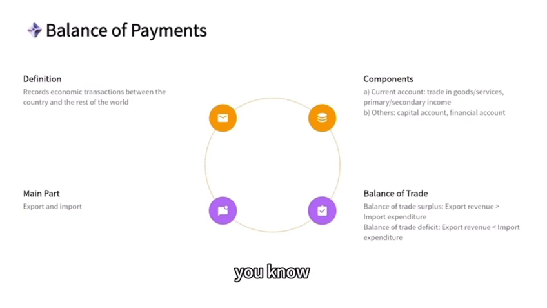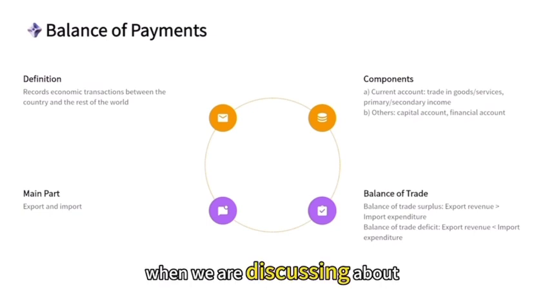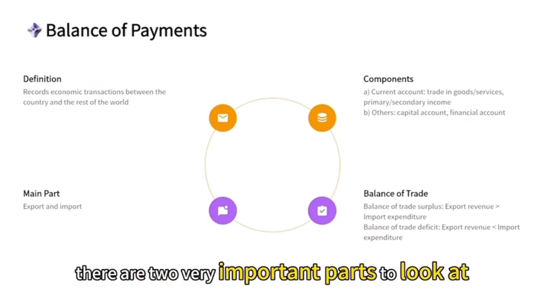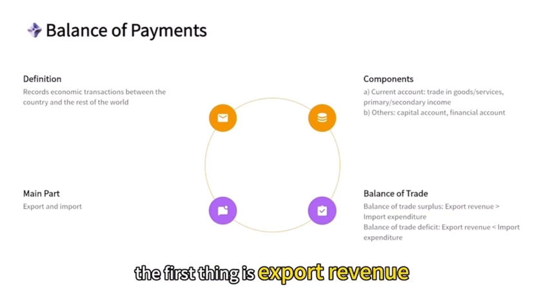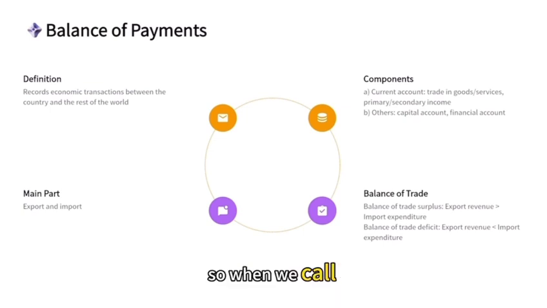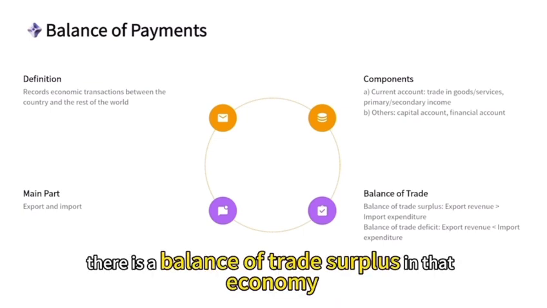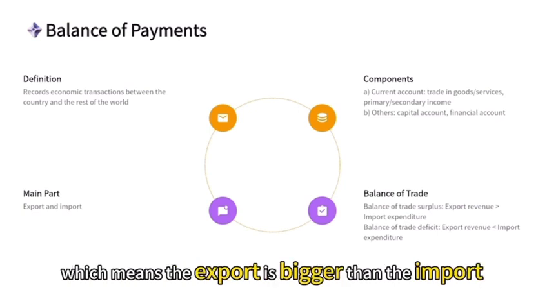When we are discussing exports and imports, there are 2 very important parts to look at. The first thing is export revenue. The next thing is import expenditure. So when we say there's a balance of trade surplus in an economy, it means the exports are bigger than the imports, and vice versa.